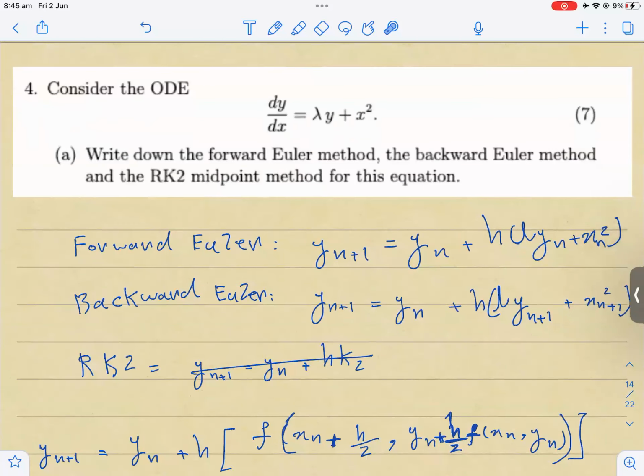All right. Question 4. So you know the forward Euler method. Forward Euler method is good, and it is easy for implementation.